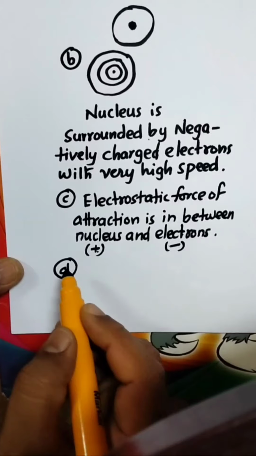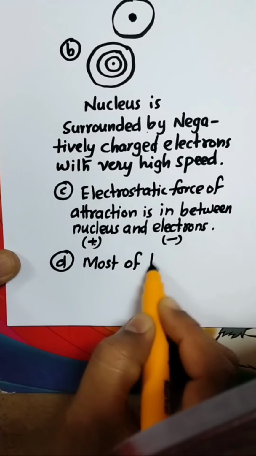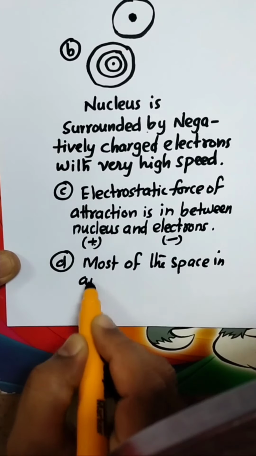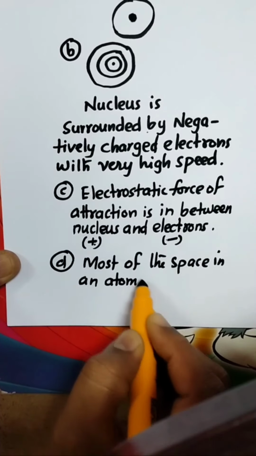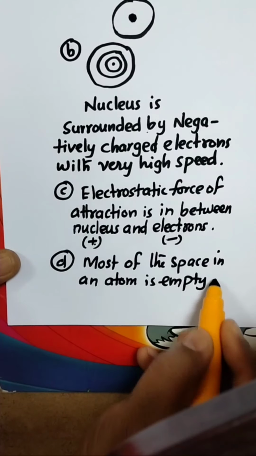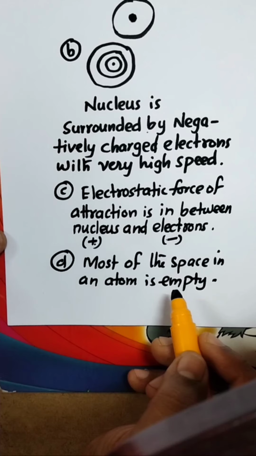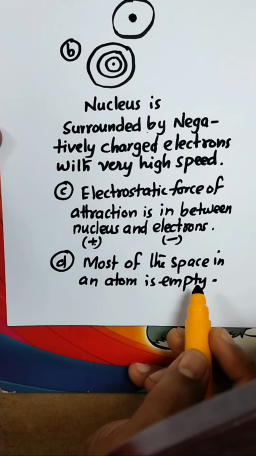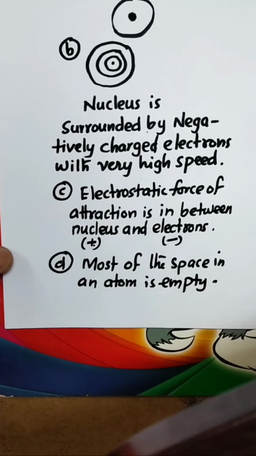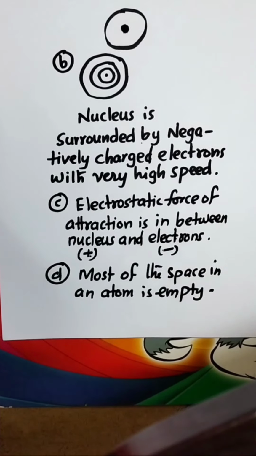And last point, most of the space in an atom is empty. 99% of an atom is empty. These are the points of Rutherford's nuclear model of atom, or Rutherford's planetary model of atom. This is the first question in our focus area, Rutherford's atom model.